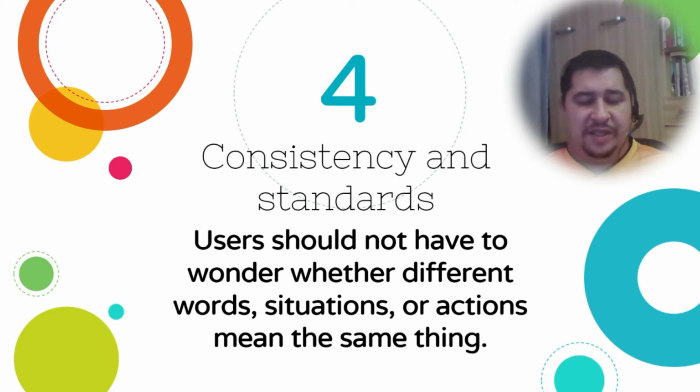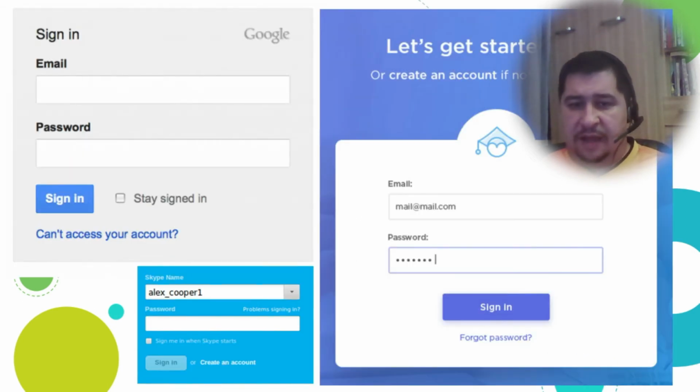Next heuristic, this is heuristic number 4, and it is about consistency and standards. Users should not have to wonder whether different words, situations, or actions mean the same thing. And a good example is the good old login form. No matter what login form you have, usually you always have this username or email or account name. You have the password field, and you have a button that is called login or sign in.